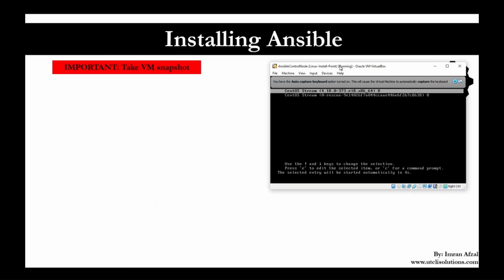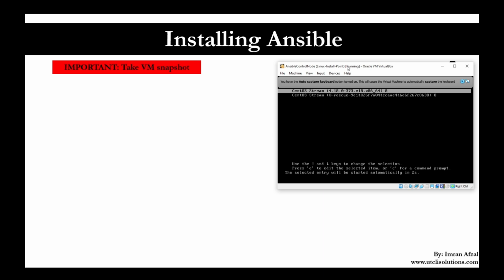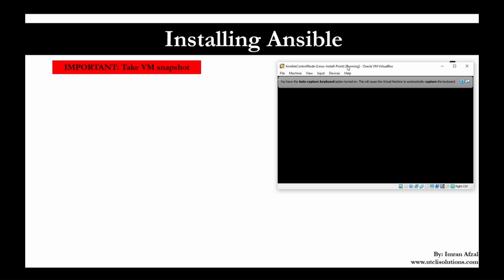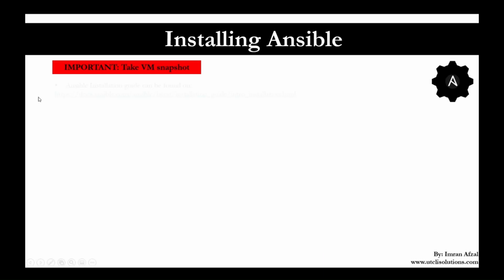All right, while this virtual machine or this Linux operating system is starting up, let's go to the next step, which is that the Ansible installation guide can be found on this link. I want you to write down this link because this will give you a lot of good information, with step-by-step instructions on installing Ansible, if you are installing on a different version than CentOS 8, which I am going to be installing it on.